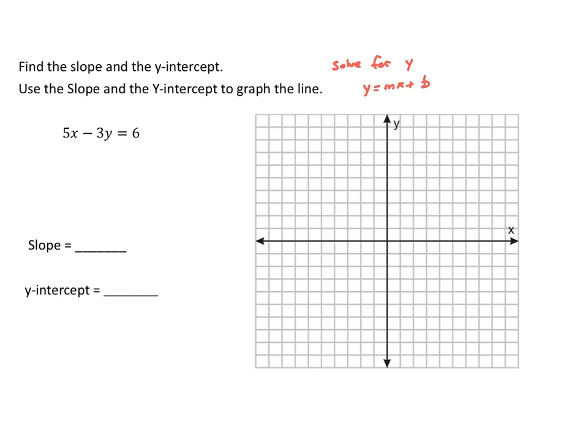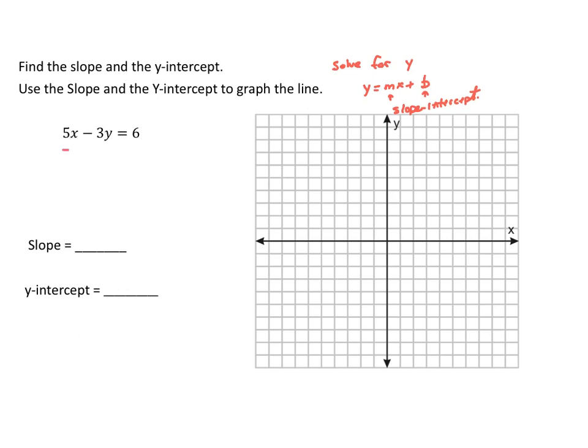Okay, so I think that maybe you should pause right now. Take this equation right here, 5x minus 3y equals 6. Change it into slope-intercept form. That's called slope-intercept form because we have the slope and the y-intercept. And then when you're done, unpause the video to see if you are correct.